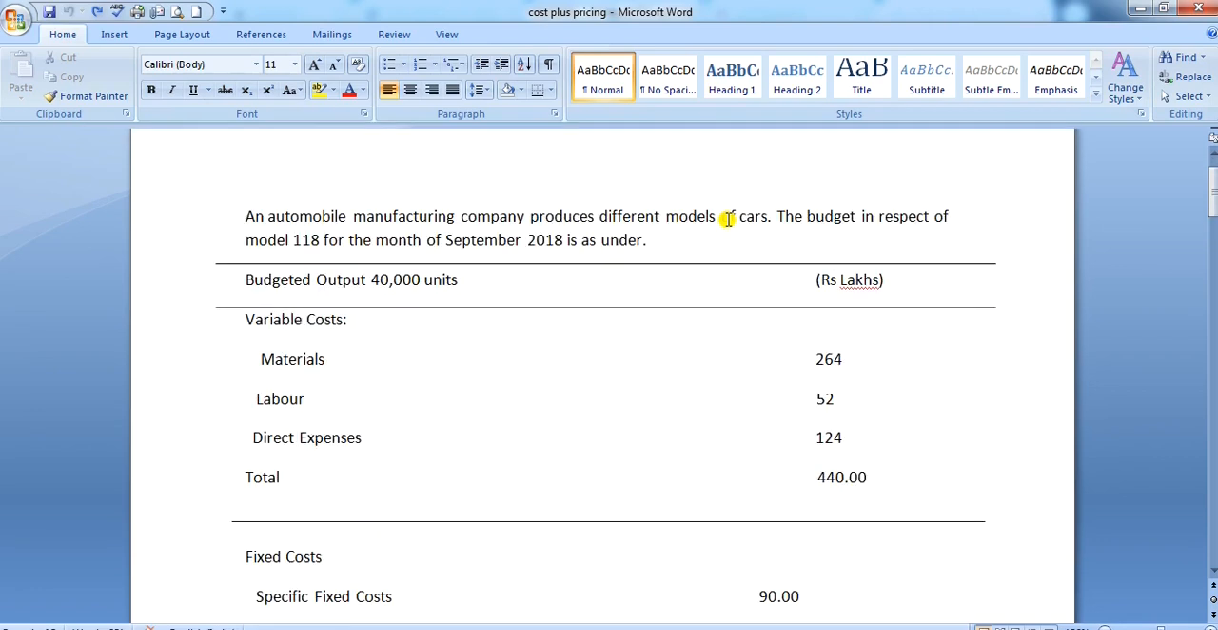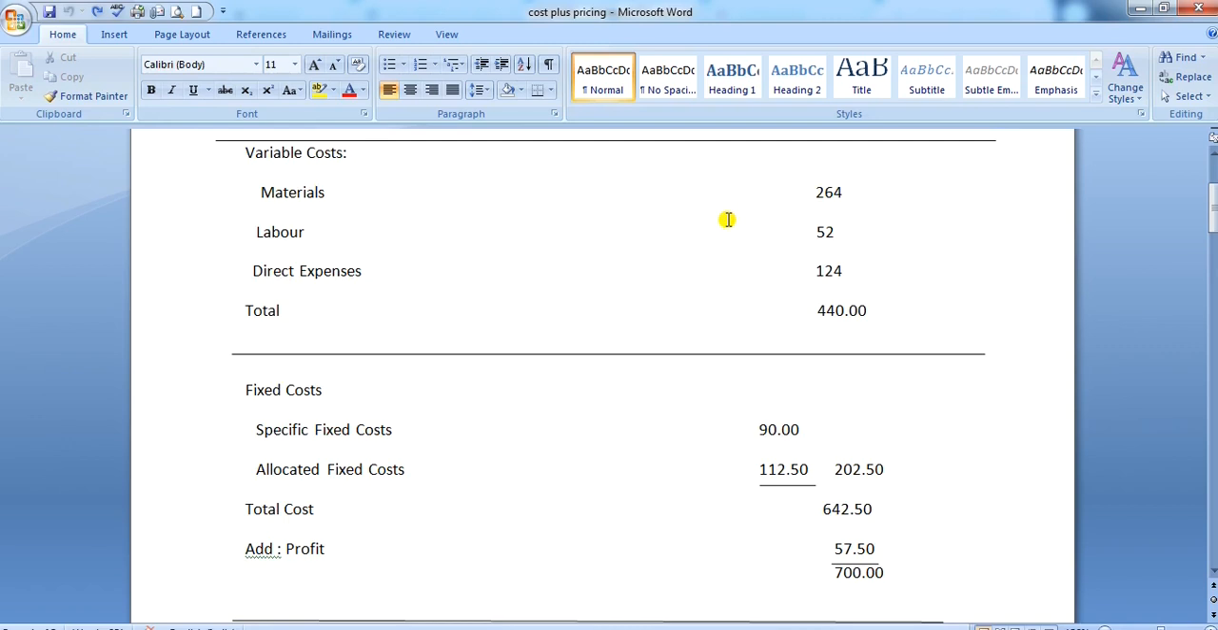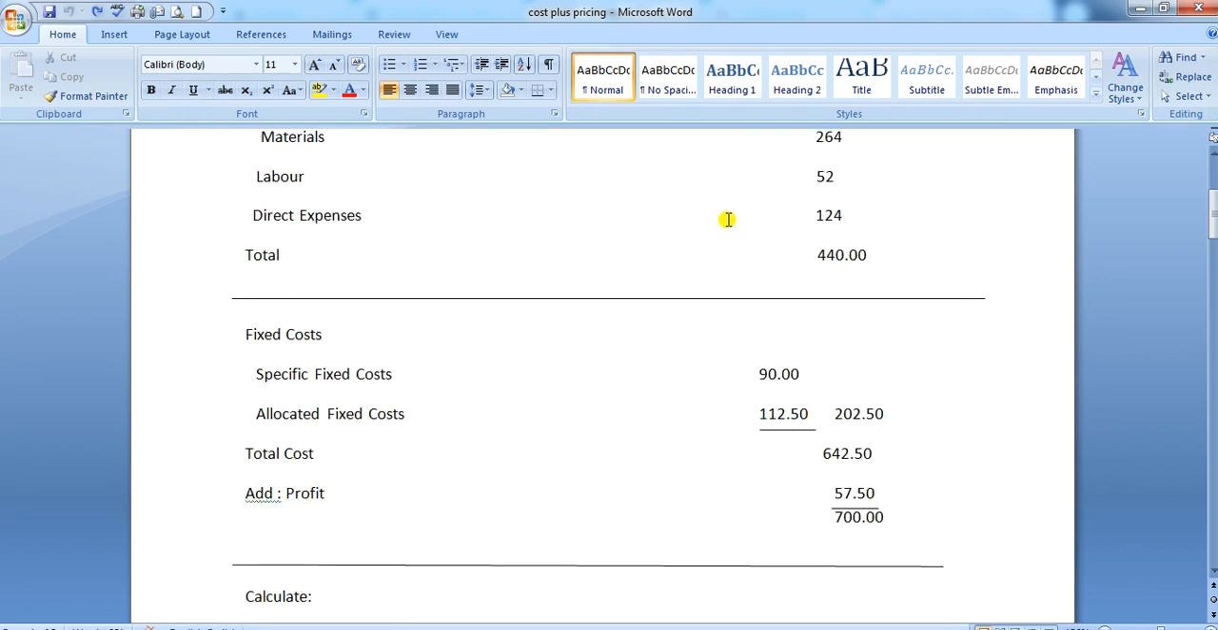So the problem starts with an automobile manufacturing company which produces a car model, and we have been given the budgeted output as 40,000 units and the total variable cost as 440 lakh rupees, and also we have been given the total fixed cost of 202.50 lakh rupees. So the total cost would be 642.50 lakh rupees and the profit is 57.50 lakh rupees. So hence the selling price would be 700 lakh rupees. So this is the problem.